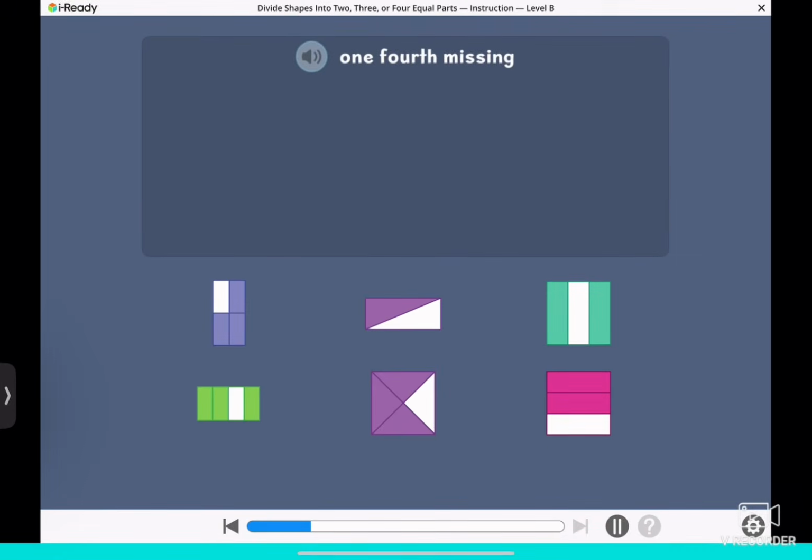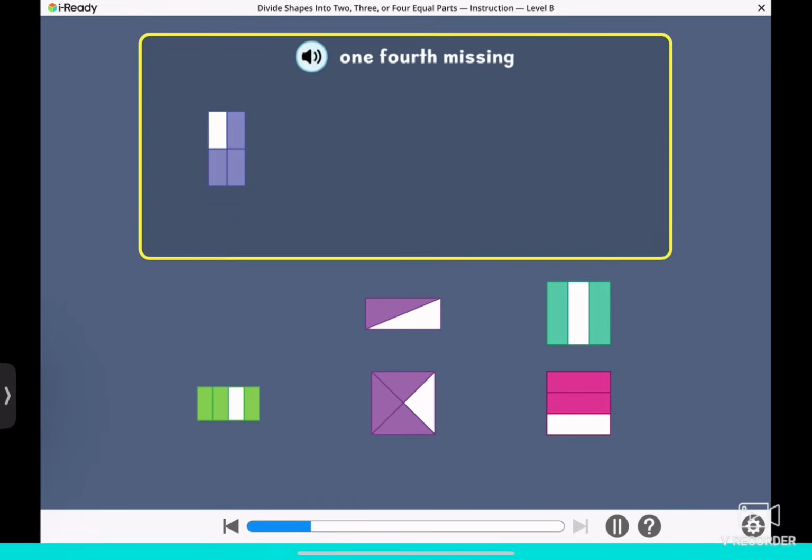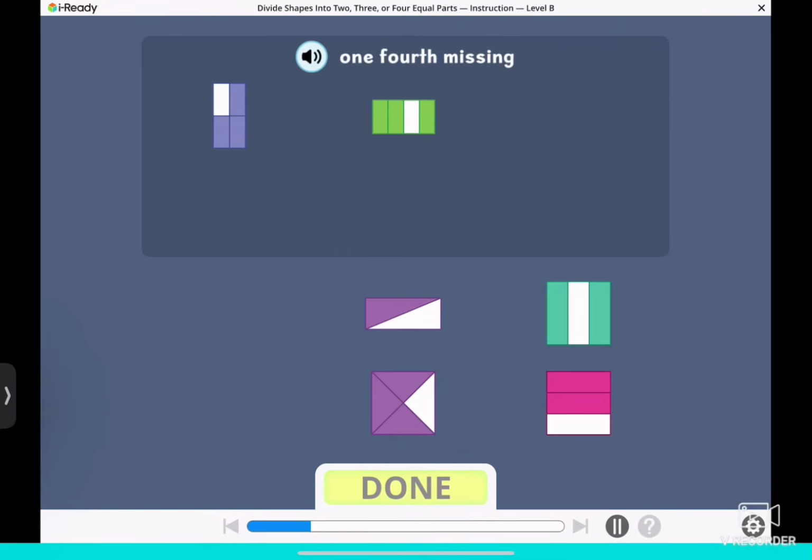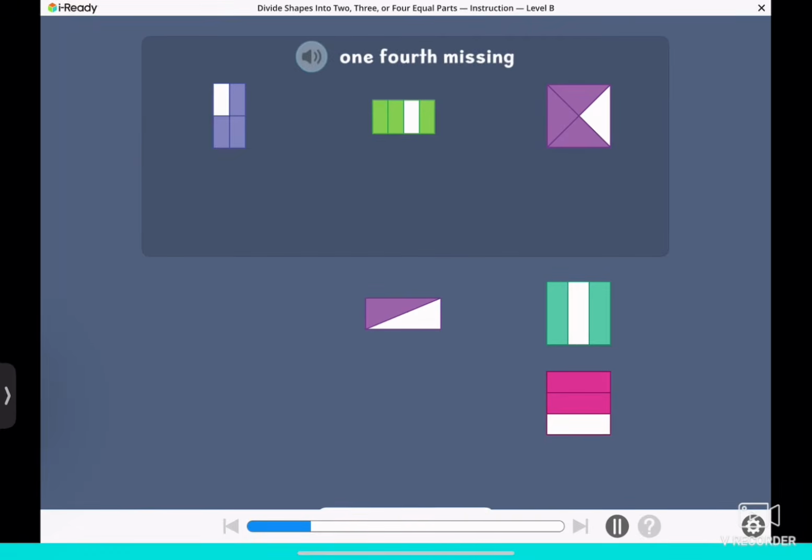Put all the shapes that show 1/4 missing into the box. Not quite. Look for more shapes with 1/4 missing. Woohoo! 1/4 is one of 4 equal parts.